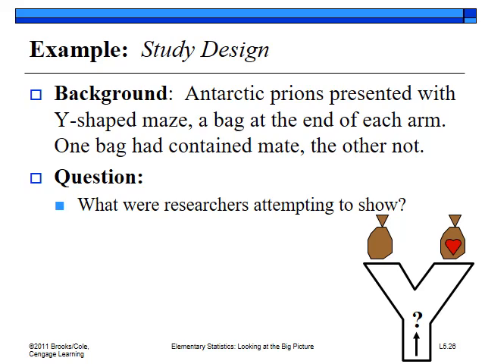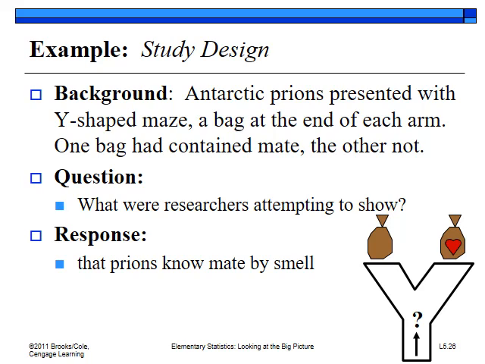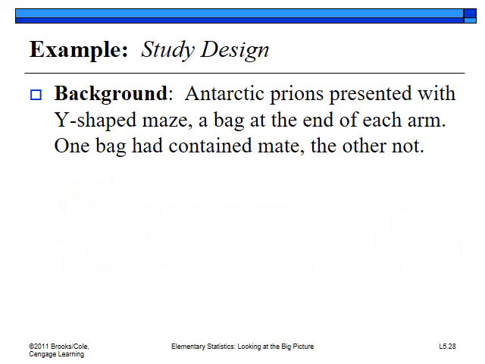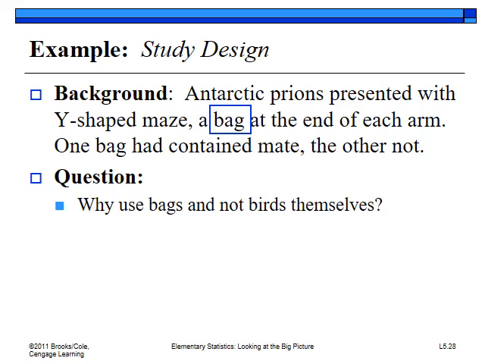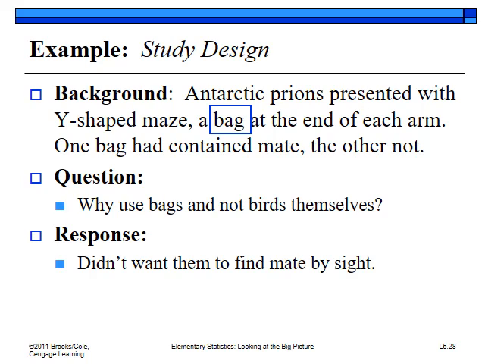What were the researchers trying to show? Well, they wanted to try to see if prions would recognize their mate by smell. Why use bags and not the birds themselves? Well, if we're aiming to decide if the birds recognize their mate by smell, if they could see their mate at the end of the hallway, they might follow that one based on sight.